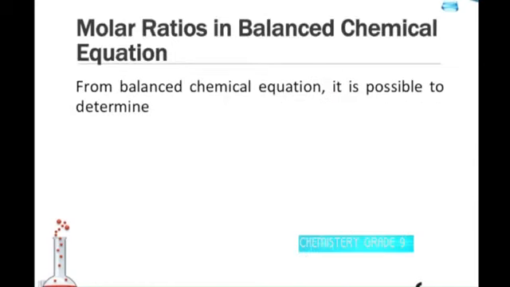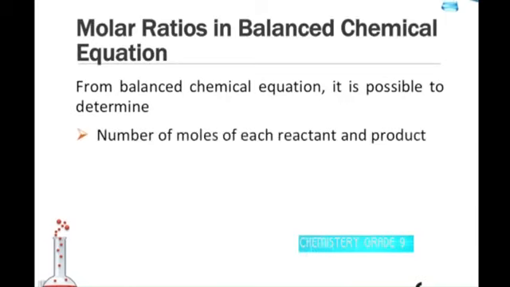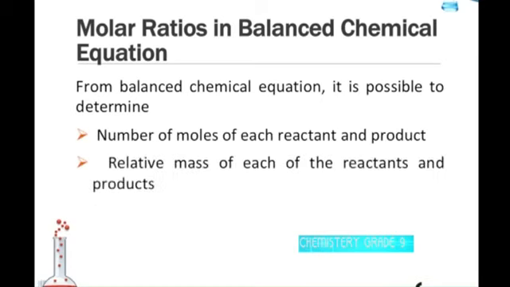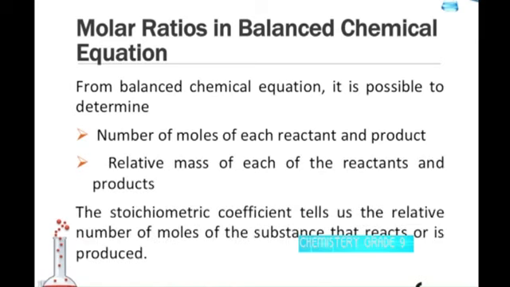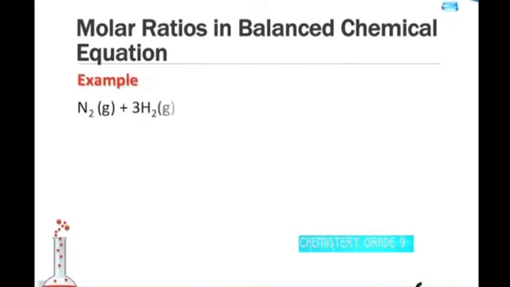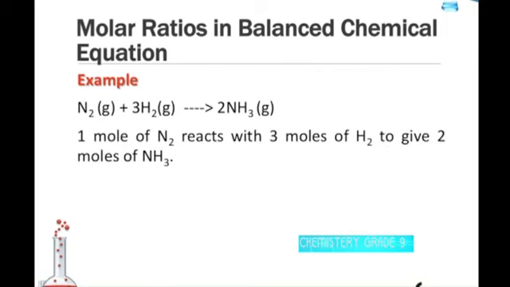From a balanced chemical equation, it's possible to determine the number of moles of each reactant and product, and the relative mass of each of the reactants and products. The stoichiometric coefficient tells us the relative number of moles of the substance that reacts or is produced. For example, nitrogen plus hydrogen yields 2 ammonia. So 1 mole of nitrogen reacts with 3 moles of hydrogen to give 2 moles of ammonia.